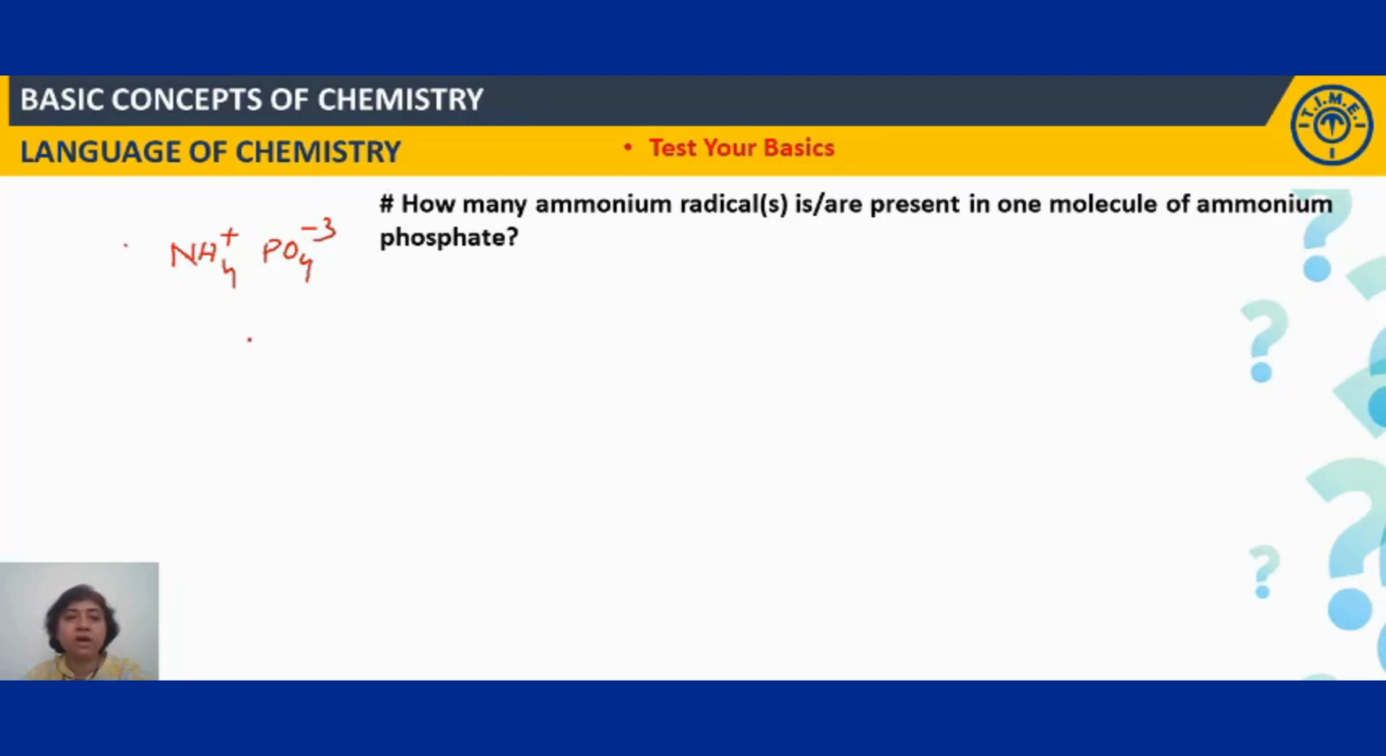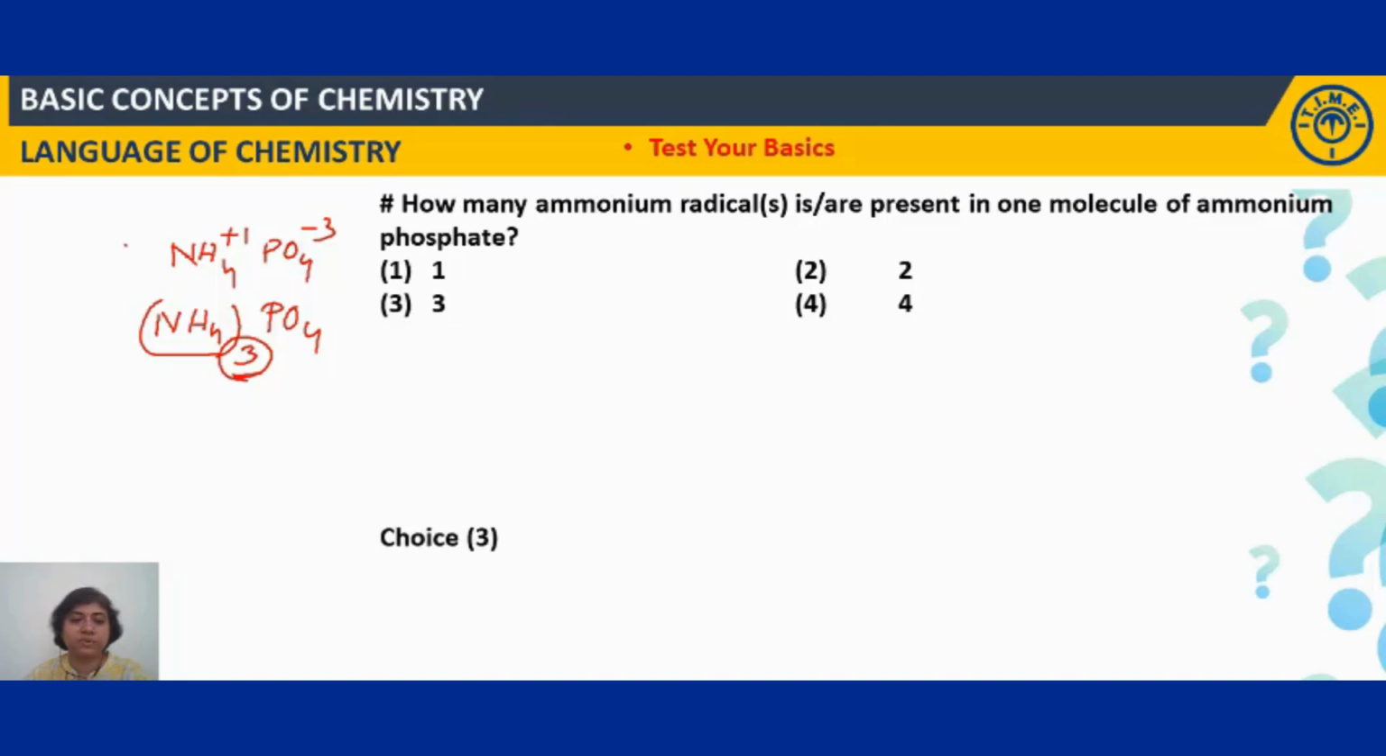So what is the formula then? Crisscross method. NH4 plus 1, PO4 minus 3. So it is NH4 taken how much? I am waiting for your answer. (NH4)3PO4, right? So how many ammonium radicals are there? NH4 taken thrice, that means 3 radicals are there. Now we'll see the option and the solution. 1, 2, 3, 4. So the choice is 3. Very good. Let's move on to the next question.